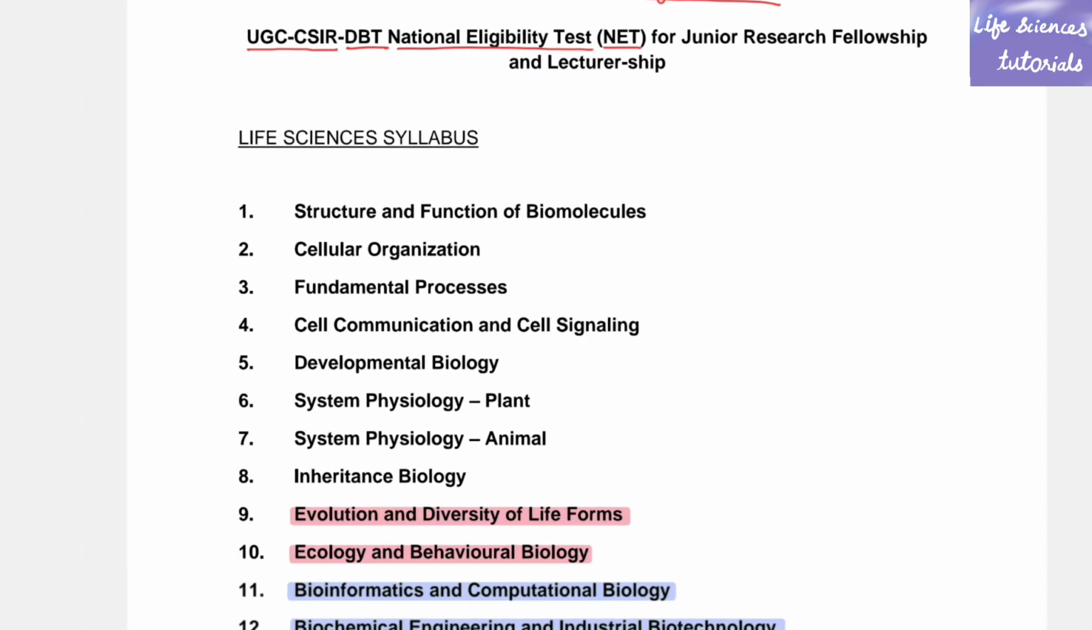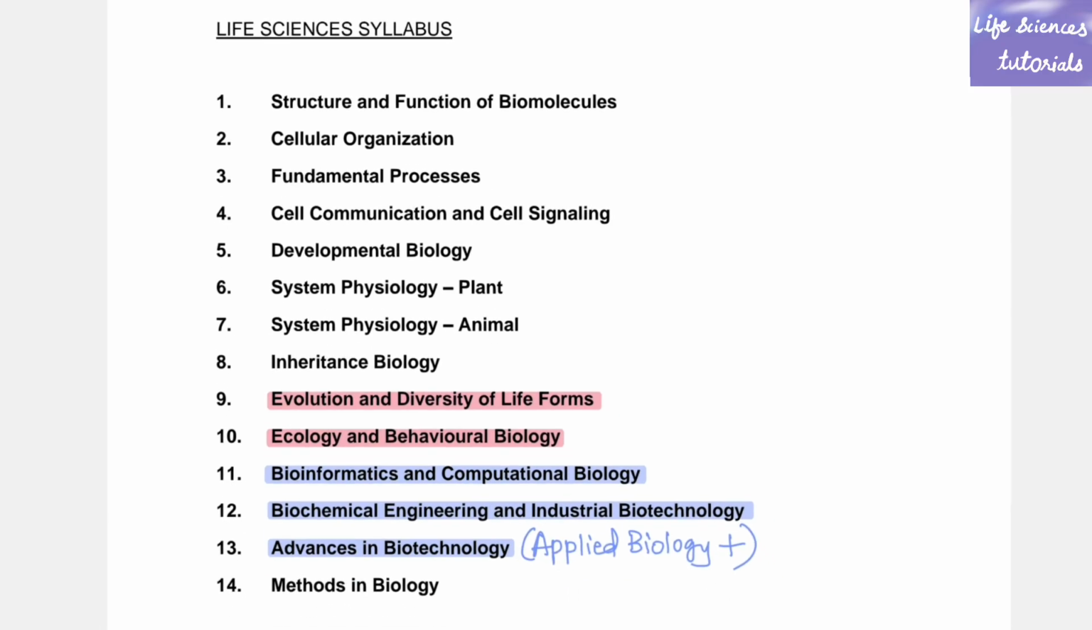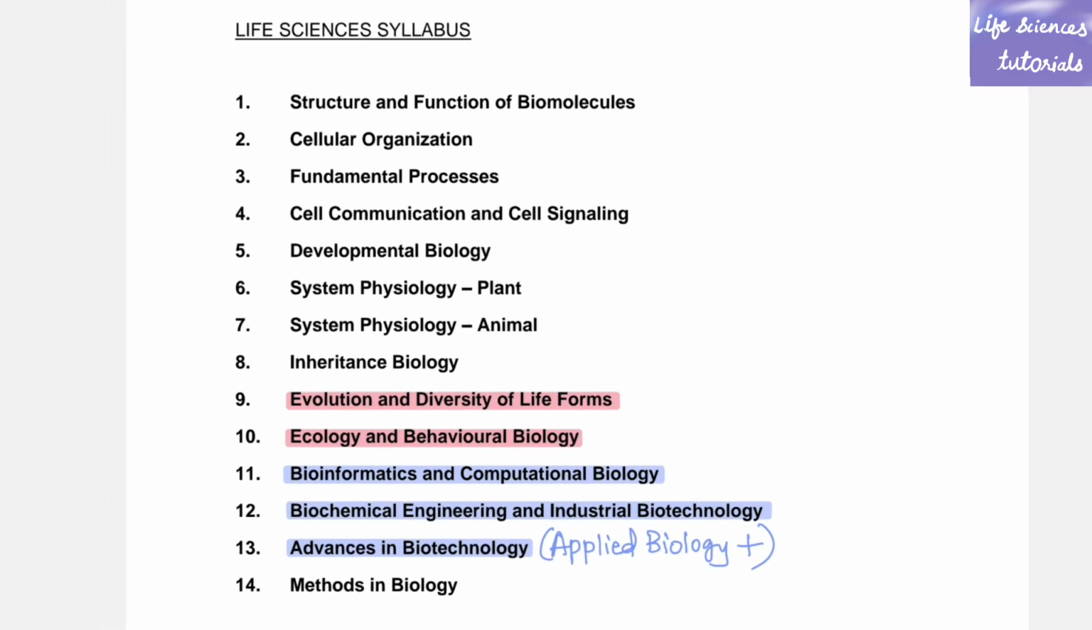In the last video, we also saw the CSIR syllabus, the one which we are following till date. It had 13 units, but now we can see we have a total of 14 units. So it's not a totally drastic change, but there are certain units which have been added and certain units which have just been rearranged.